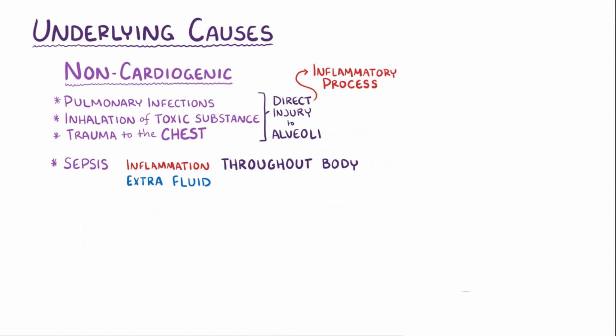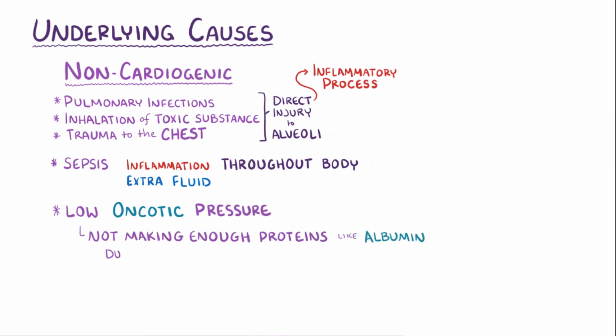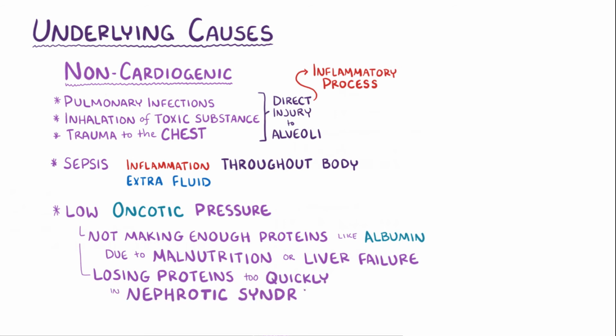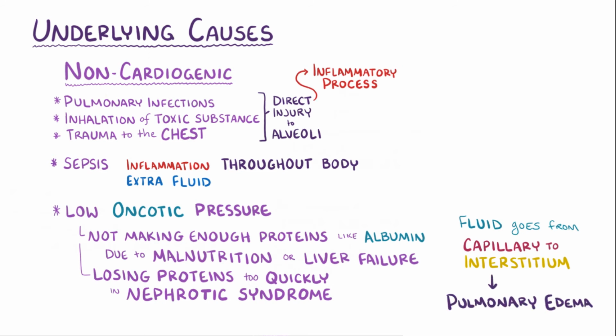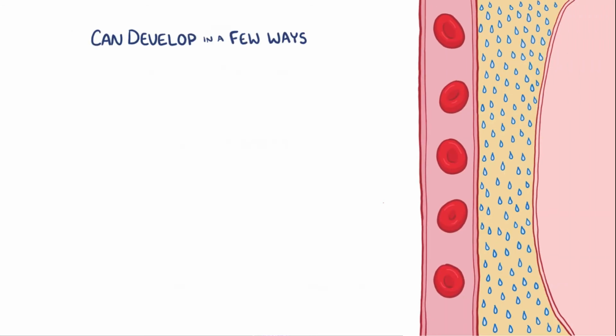Another category of non-cardiogenic causes is having low oncotic pressure. And this could result from not making enough proteins, like albumin, due to malnutrition or from liver failure. Alternatively, it could be due to losing protein too quickly, like in nephrotic syndrome. Regardless of the cause, low oncotic pressure leads to fluid moving from the capillary and into the interstitial space throughout the body. And in the lungs, that results in pulmonary edema. Pulmonary edema can develop in a few ways, and often develops through a combination of mechanisms.